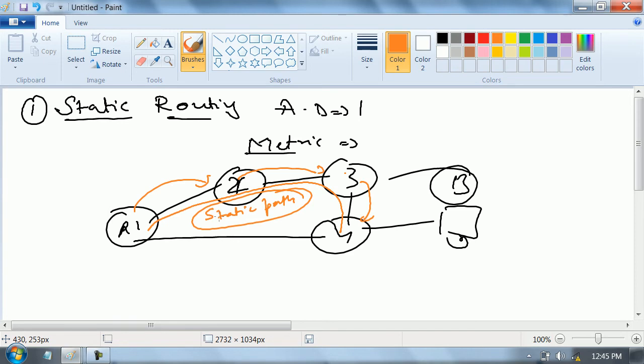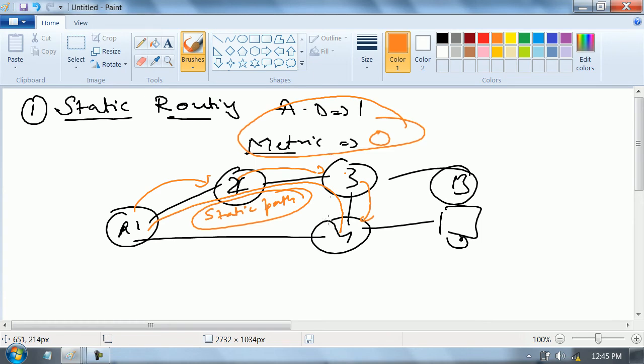But in static routing, who has to define the path? Admin has to define the path. It means the path he will decide will be the best path. Agree? So metric for static routing is 0. There is no metric for static routing. Agree? Why it is 0? Because the admin will define the best path. Shall we move on? Okay.